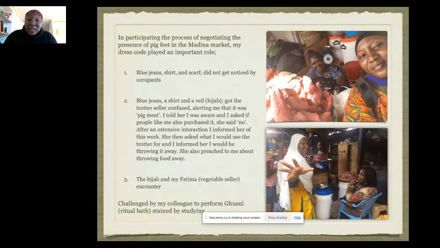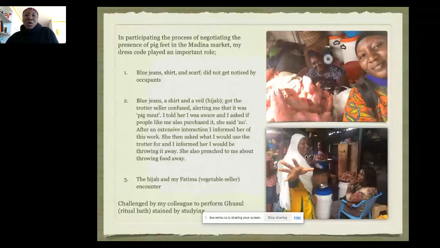Prior to this day, I had been there in a blue scarf, in jeans, and sometimes you're able to buy this unnoticed. So I noticed that, okay, the dress code plays a key role in my negotiation in trying to buy the pig trotters.